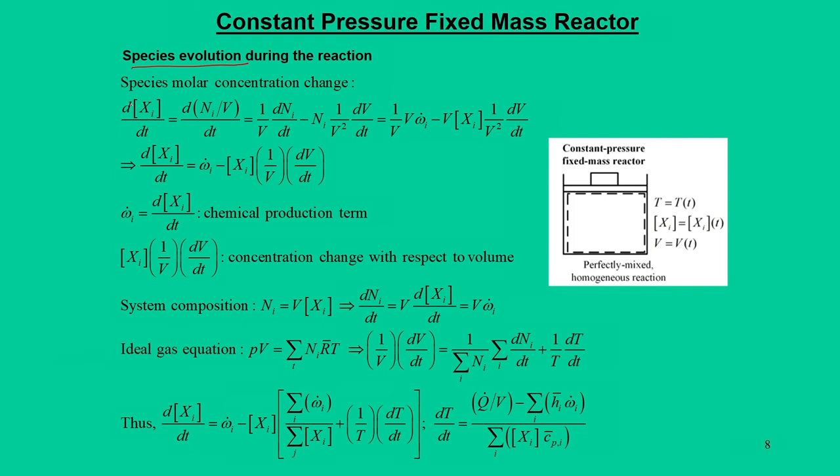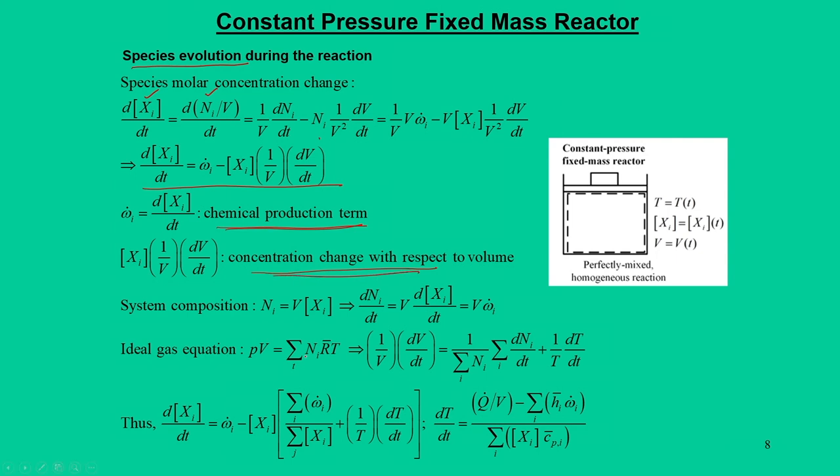So, here we start with the concentration of species i, dXi by dt. This concentration can be expressed in terms of number of moles by total volume. Then we can differentiate. After differentiation, we arrive at this expression: dXi by dt is equal to omega i minus concentration of Xi times 1 by V dV by dt. This means that the concentration of species i changes by two terms. One is the rate at which it is formed, and the other is due to the concentration change with respect to volume.